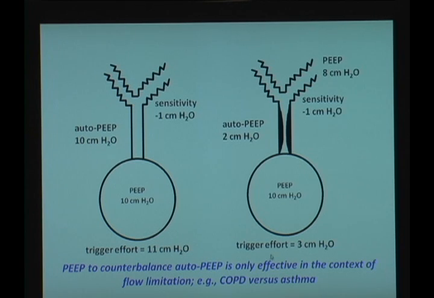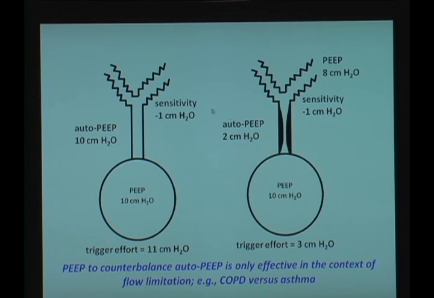So using PEEP to counterbalance auto-PEEP is only effective in the context of flow limitation. So it tends to work very well in COPD. It doesn't work as well for asthma. Sometimes it works for asthma, sometimes it does not.